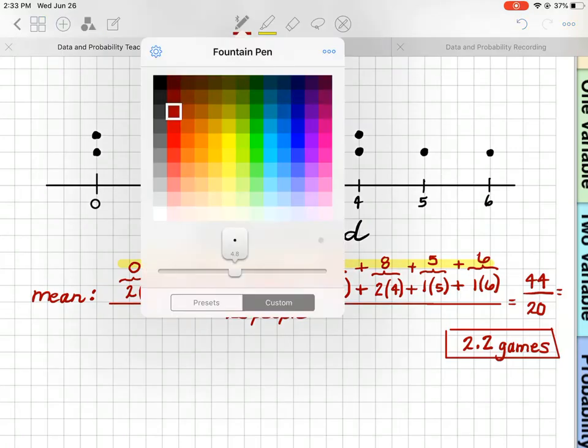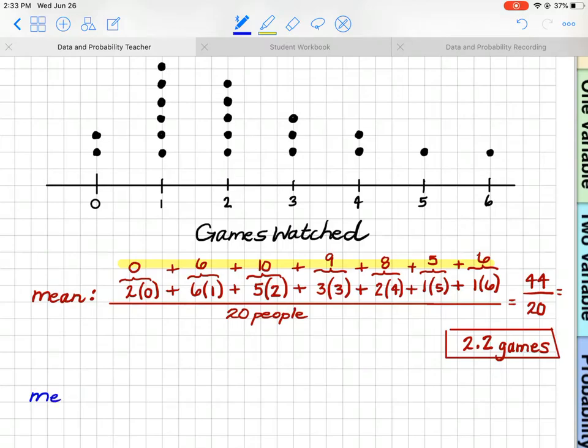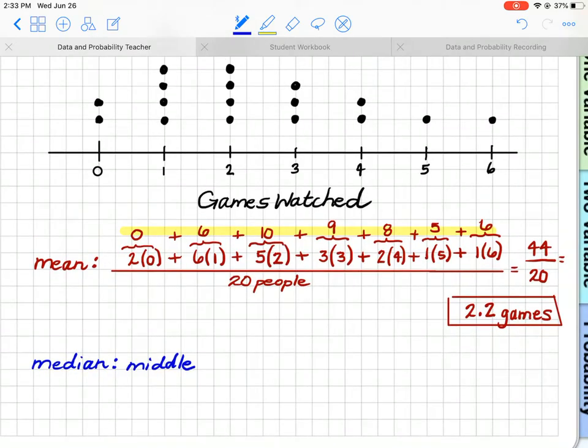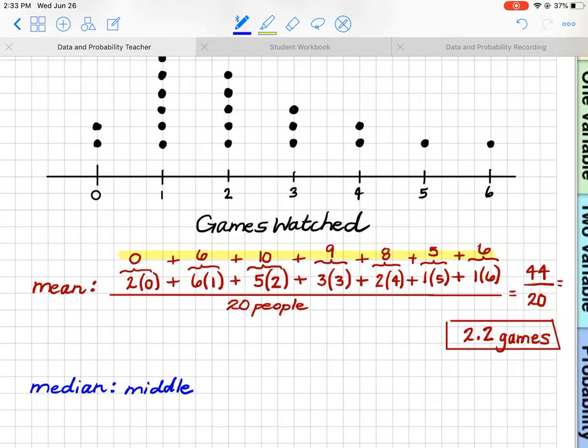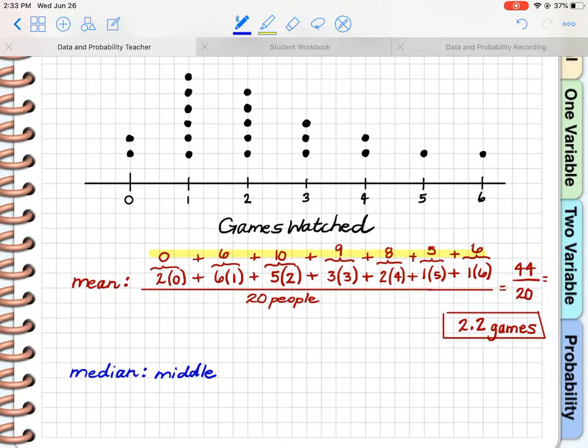All right, let's do median for this dot plot. And remember what median means. Median means middle. So we need to find the middle number of this data. Now, there are several ways you can do that. This is not the easiest way, but it's the surefire way, I'll say. I'm going to go ahead and list our scores, even though that is terribly not fun.